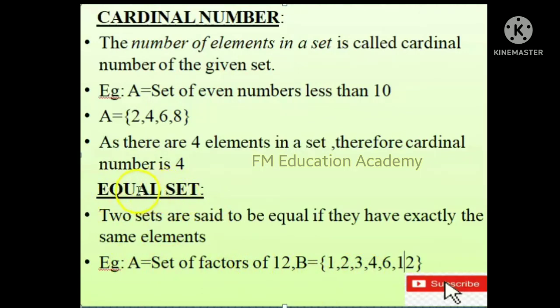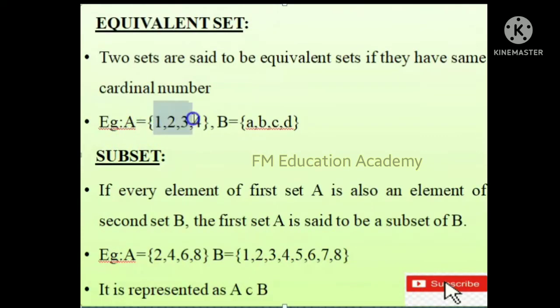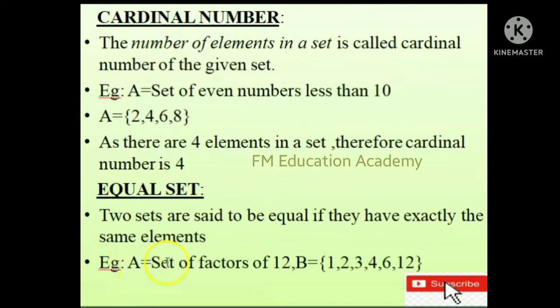Now what is the difference between equal set and equivalent set? In equivalent sets, the elements may be different, but they must be present in equal number. See, here the elements were different. Here it is 1, 2, 3, 4 and here it is A, B, C, D. But the number of elements is equal in both sets. So that is called an equivalent set. Then what do you mean by equal set? Here the elements are also the same and the number of elements is also the same. Both should be the same.